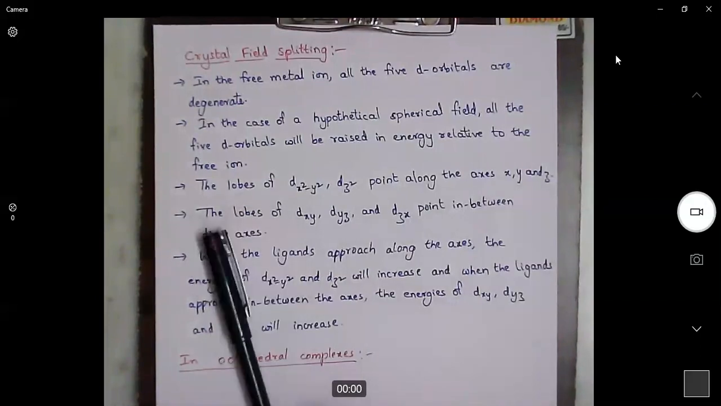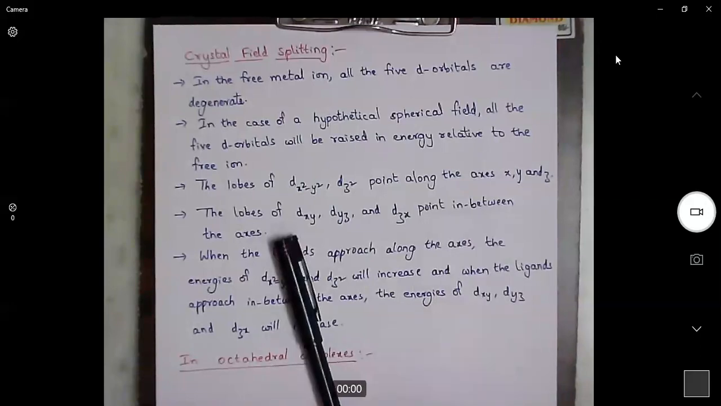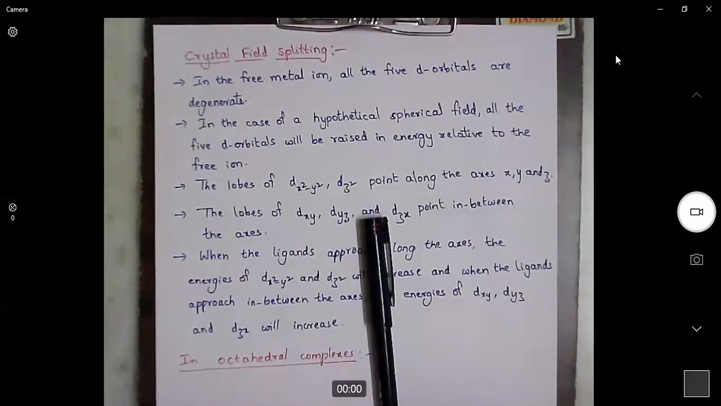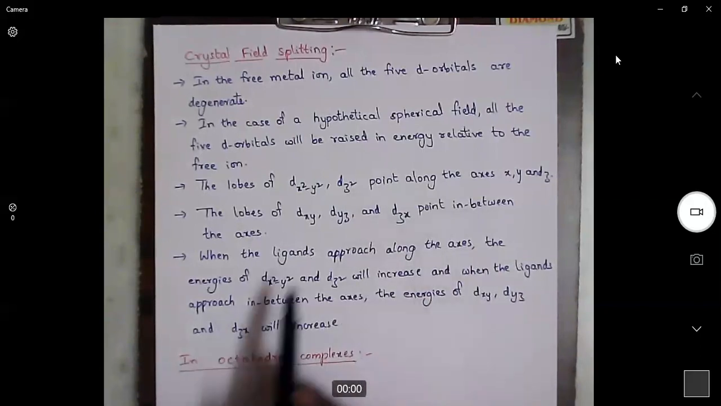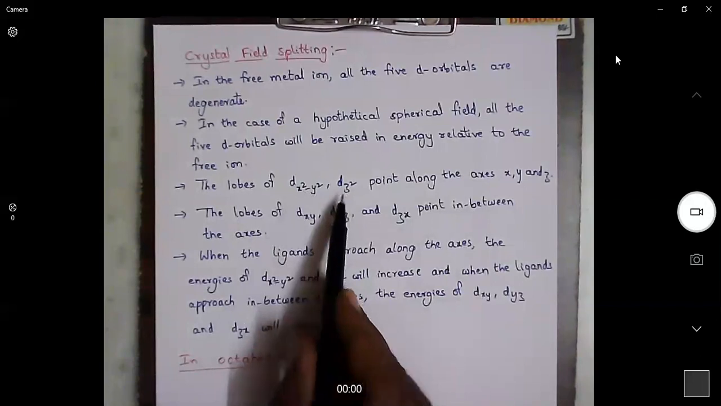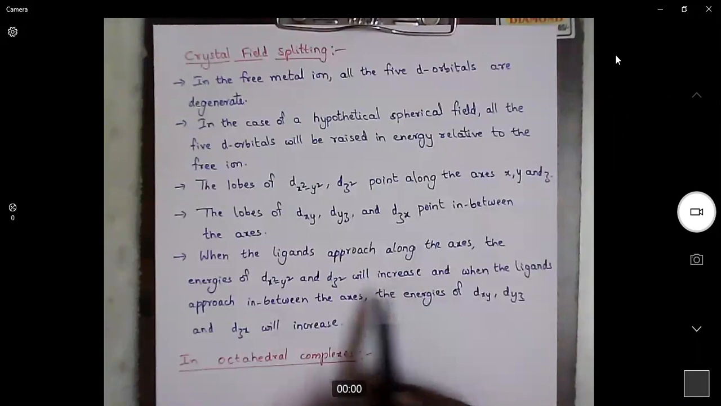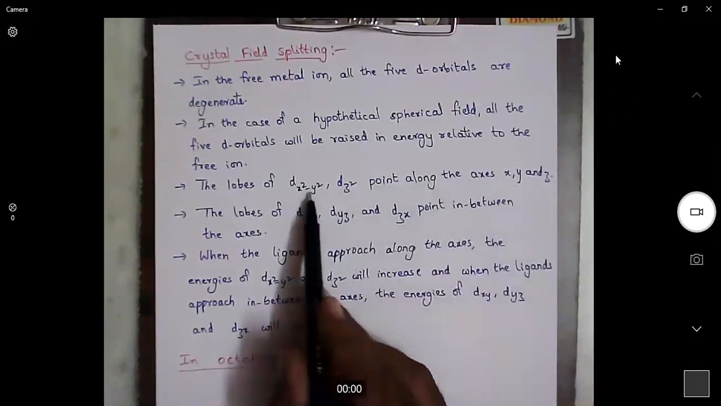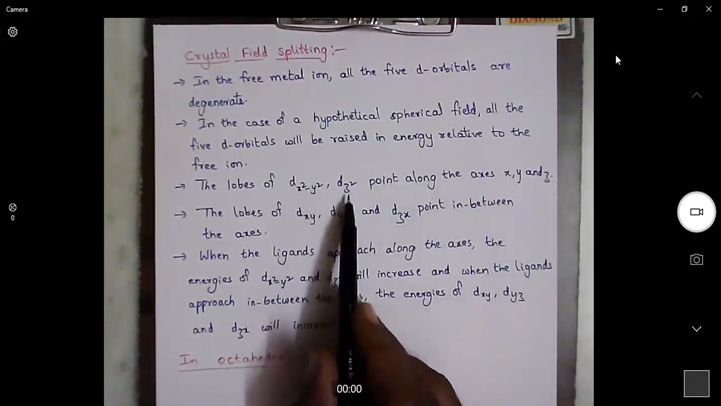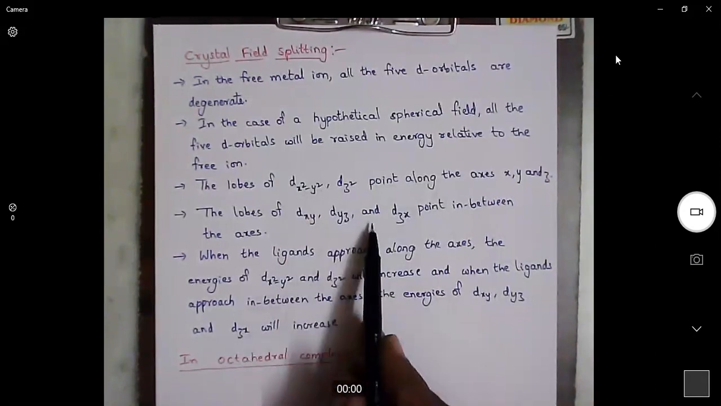Now, the lobes of dx square y square and dz square point along the axis xyz, while the lobes of dxy, dyz and dzx point in between the axis. This is a very, very important point. When the ligands approach along the axis, the energies of dx square y square and dz square will increase, because these two orbitals are pointing along the axis, they will experience greater repulsions. So their energies will increase.